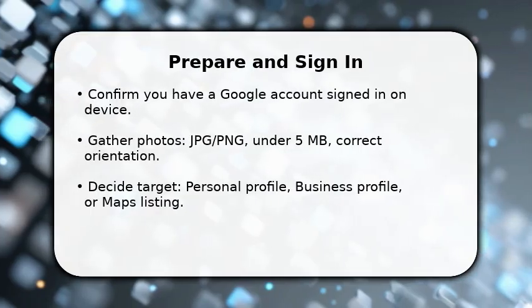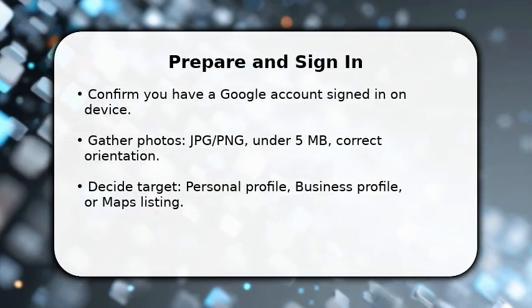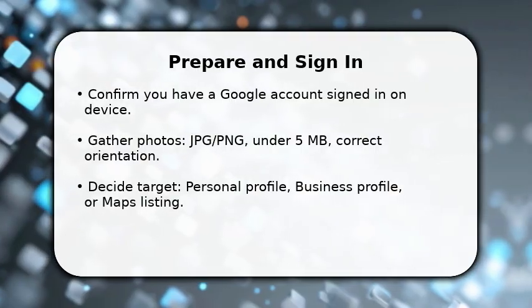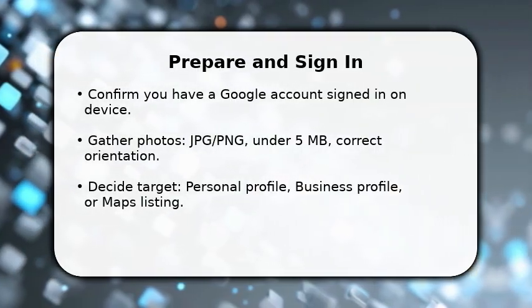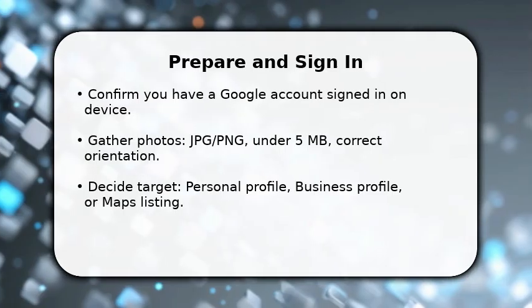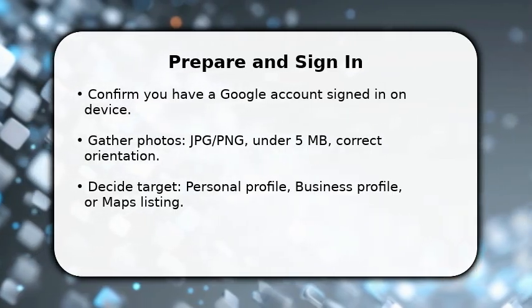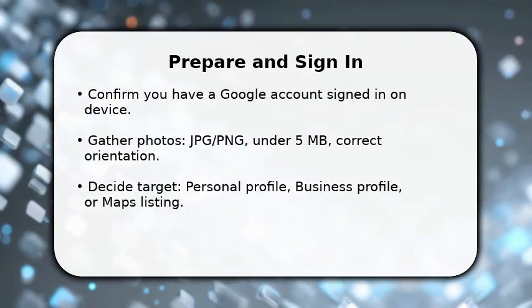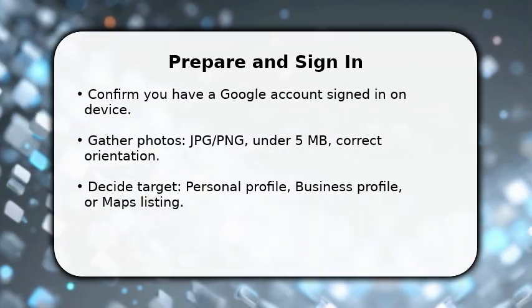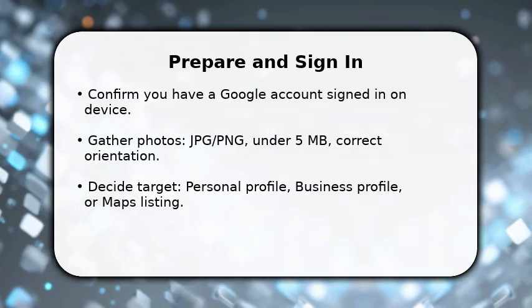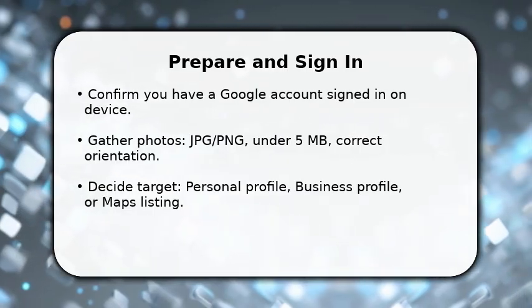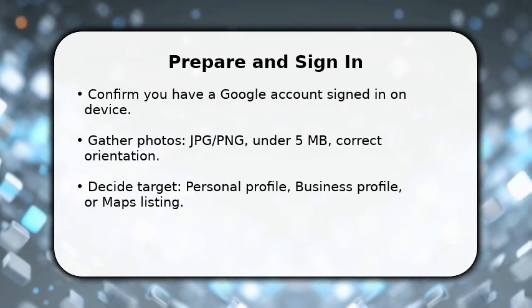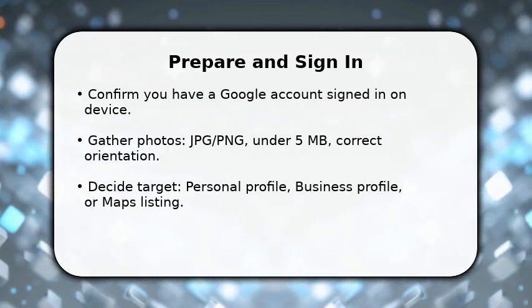You start by opening the Google app or Photos.Google.com and confirming you are signed into the correct Google account. Once done, locate the exact photo files you want to add and confirm they meet size and format constraints. This prevents upload failures. Make sure you know whether you will add the image to your personal profile, a Google business profile, or a Maps listing because the workflow diverges slightly. Now navigate to the profile or listing you will edit and get ready to add media.